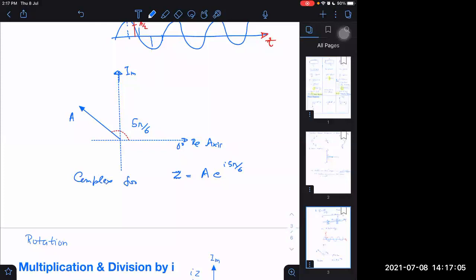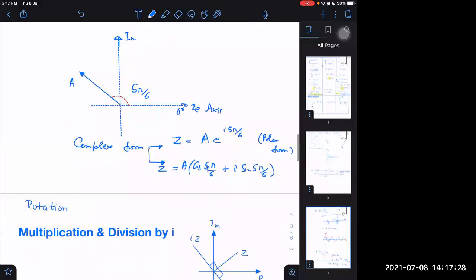One thing I want to make clear here: in complex form, we have two ways to write. This is called the polar form. Another is A cos 5 pi by 6 plus iota sine 5 pi by 6. This is another way to write the complex number. Understood?